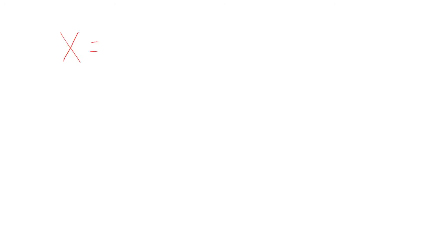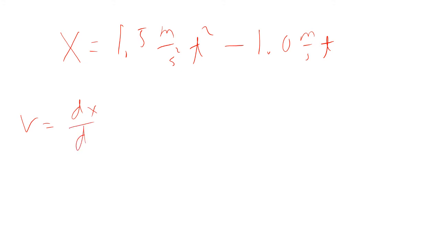But it's possible you could have had a more complicated equation. So x could have been 1.5 meters per second squared t squared minus 1.0 meters per second t. And I want to know what's the velocity. So velocity v is dx dt. When I take the derivative, I get 3.0 meters per second squared times t minus 1 meter per second. Well, that's a function.